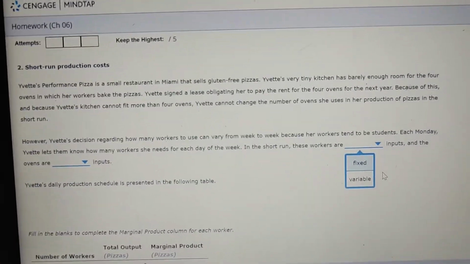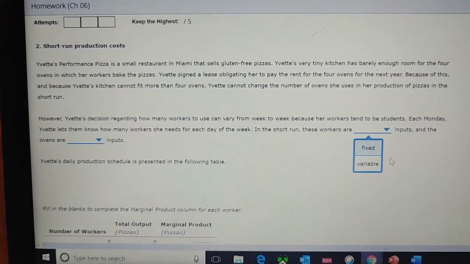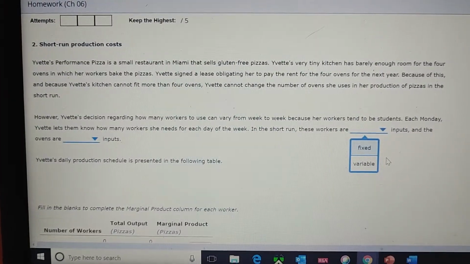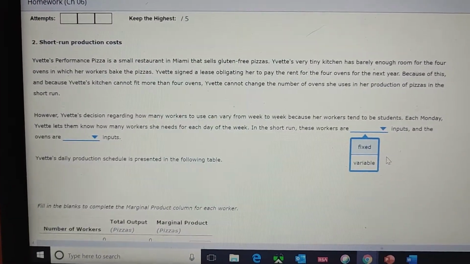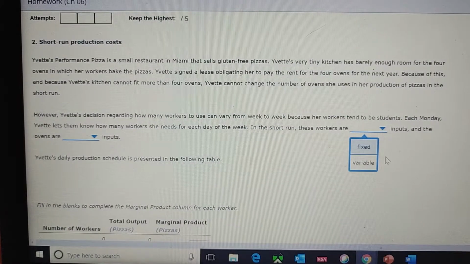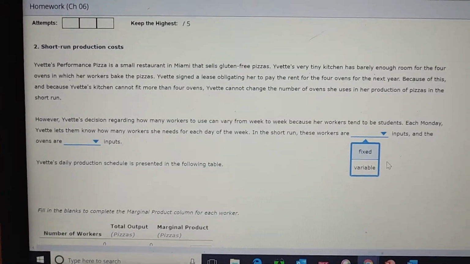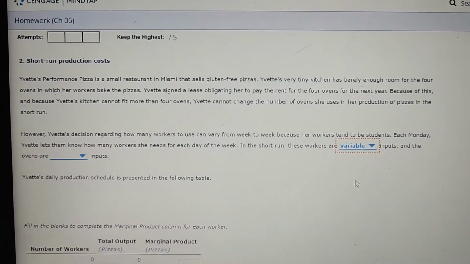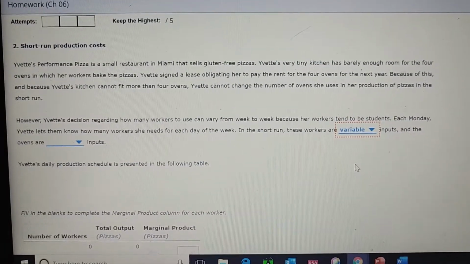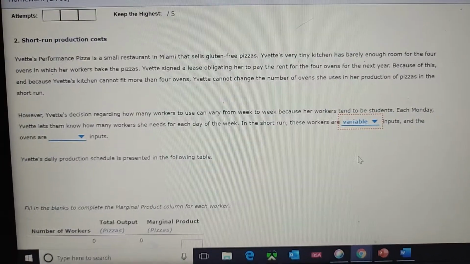Well, the fact is, it sounds like it's pretty easy for her to determine on a week-to-week basis how many students she may need. So that doesn't sound like a fixed cost to me. It sounds like a variable cost. It's very easy to alter the number of students that can work in her restaurant.